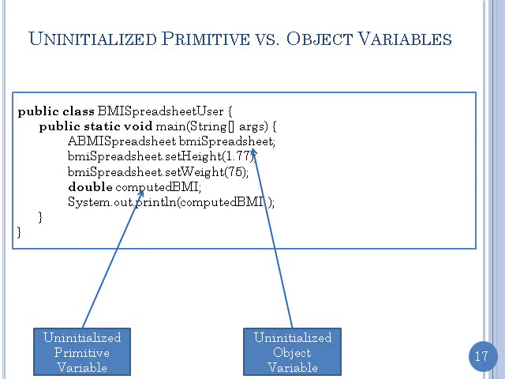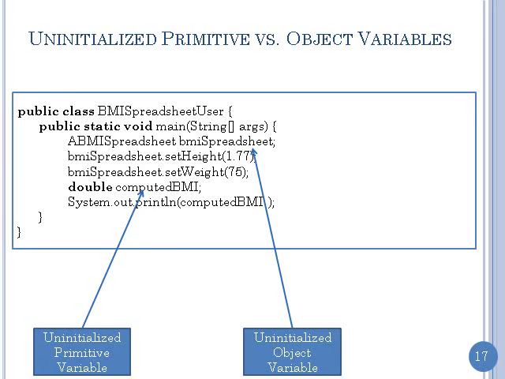And when I say print line computed BMI, will I get a null pointer exception? Does a primitive variable hold a pointer to the value or the value directly? So if there's going to be an error, it will not be a null pointer exception. It'll be some other kind of exception.